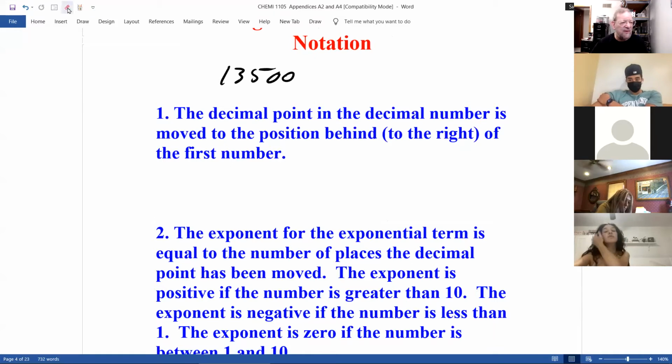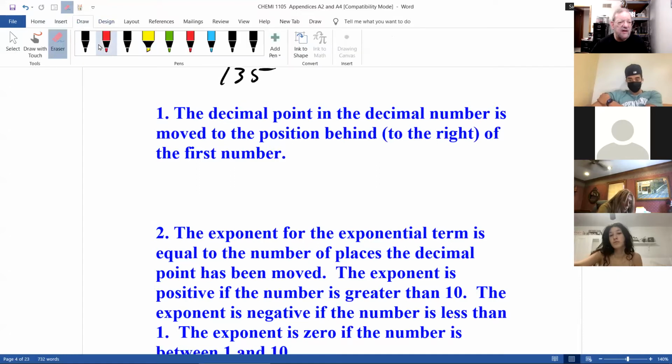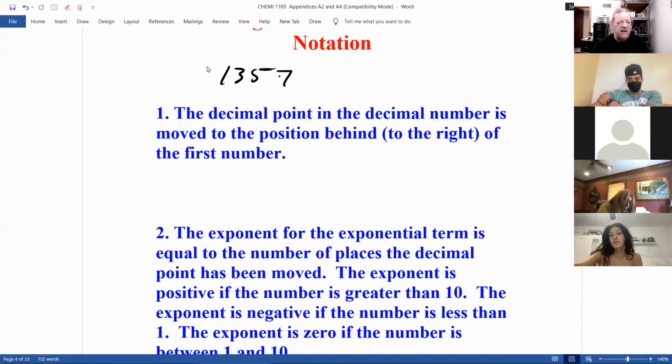Oh, let me change my mind. One thing I don't know if I mentioned, but I better mention it now. That's how I write my sevens.